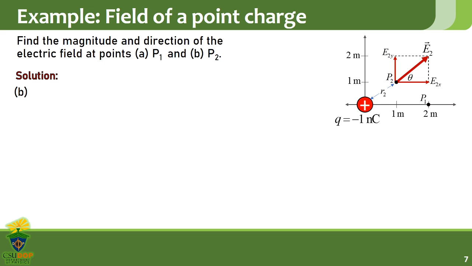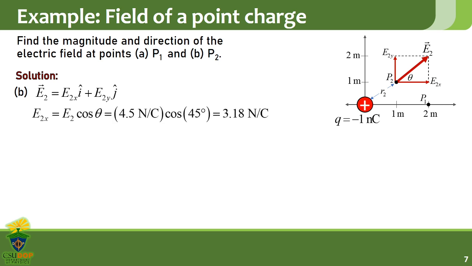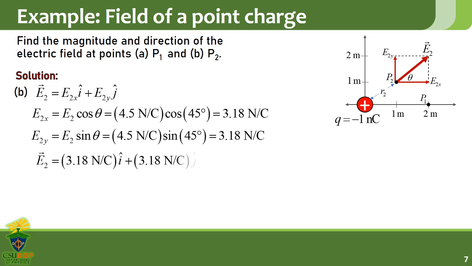If you are still interested in what the vector form of these results looks like, then we can solve for the components of E2. Knowing the magnitude and direction theta, we can solve for the x component using the cosine law. We then get a value of 3.18 newtons per coulomb for E2x. Similarly, for the y component, E2y, we use the sine law to get 3.18 newtons per coulomb. Note that the values for the x and y components are the same since the angle is 45 degrees. We then have the vector form of E2.